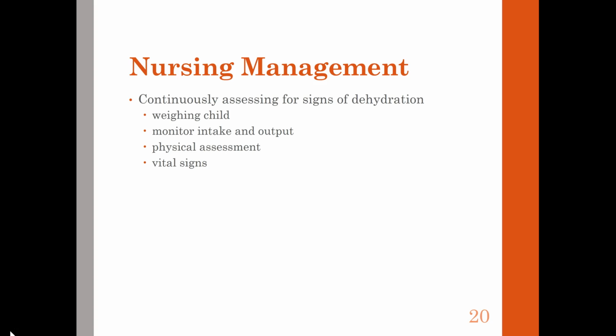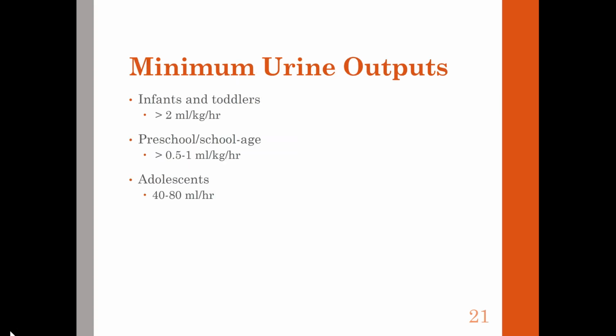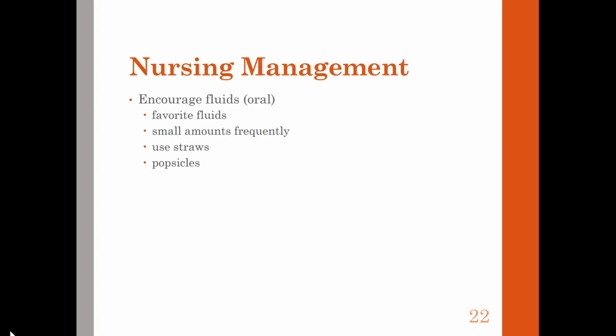Obviously, you're going to monitor the I's and O's like we do on everybody. Weigh those diapers. You're going to do a physical assessment, look for skin turgor. You're going to look at those vital signs. Are they tachycardic? Are they tachypneic? These are the minimum urine outputs for children based on their weights.